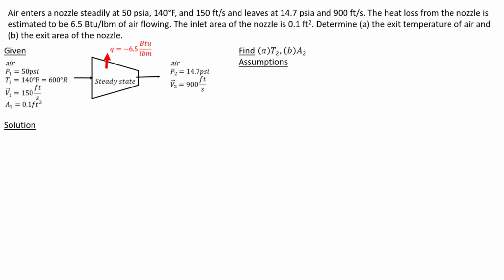Right, so we've got a nozzle. We're given some inlet conditions and some outlet conditions, and this problem is a little bit different because we're given the amount of heat loss from the nozzle. So first of all, they tell us that the heat loss is 6.5 BTU per pound mass, so that's a lowercase q, little q, and it's also going to be a negative number since it's leaving the air, leaving that control volume, if you take the control volume to be the air that's passing through that nozzle.